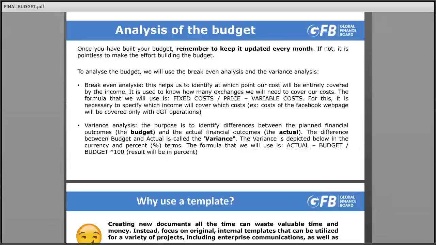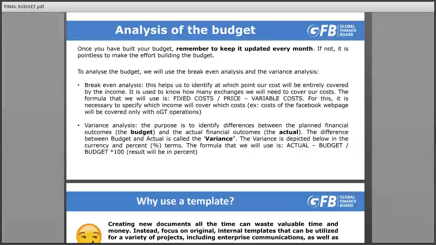The variance analysis. The purpose is to identify differences between the planned financial outcomes, which is the budget, and the actual financial outcomes, which is the actual. The difference between budget and actual is called the variance. The variance is depicted below in the currency and percent terms. The formula that we will use is actual minus budget divided by budget multiplied by 100 percent. So the result will be in percent.